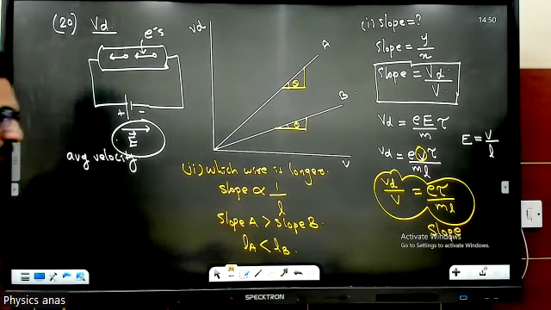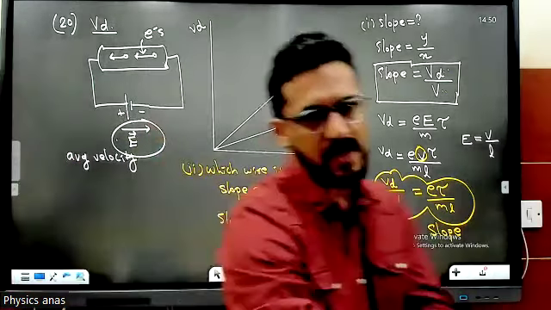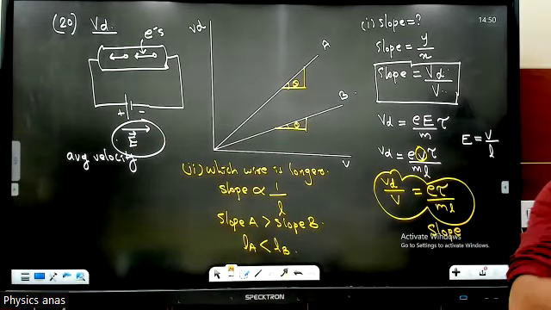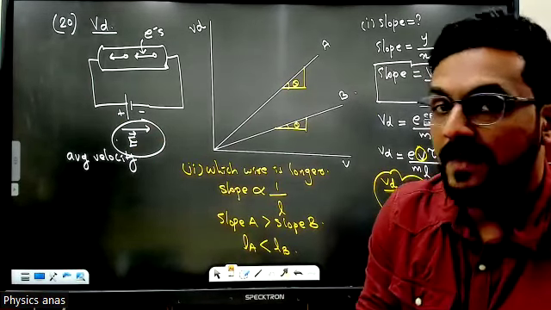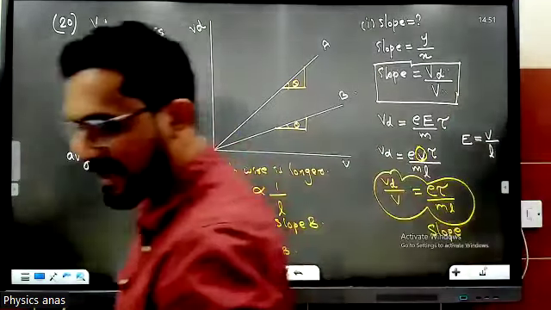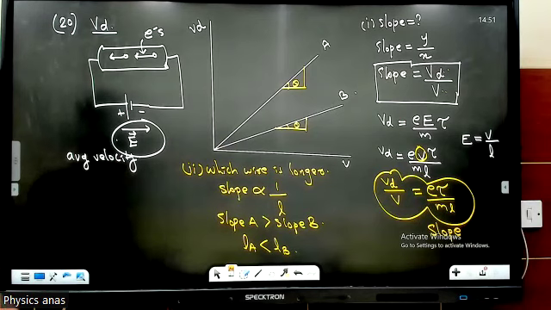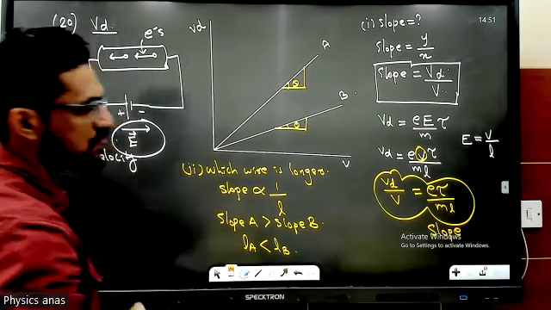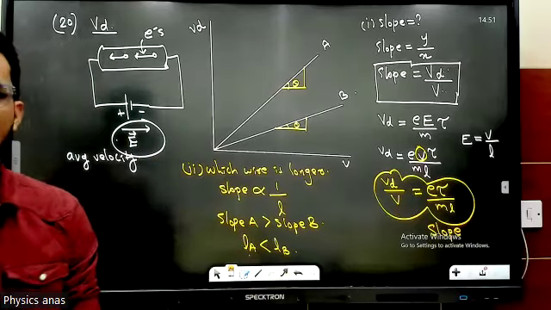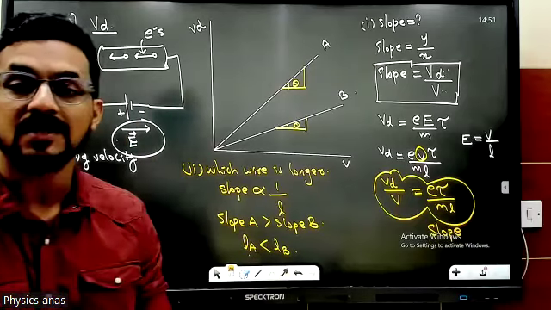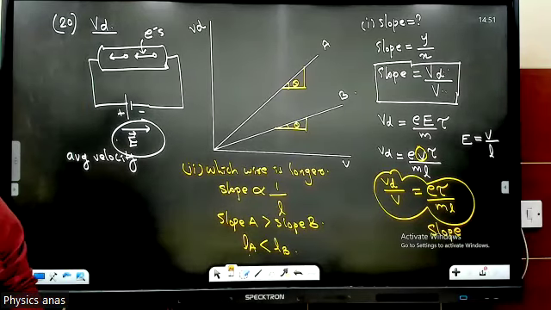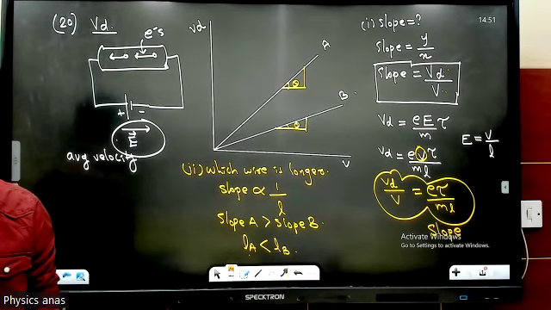Right? Slope of A is greater than slope of B, and slope is inversely proportional to length. So, length of A will be less than length of B. So, which wire has the greater length? The wire A. The wire A has the greater length. Did you understand that? You got it?